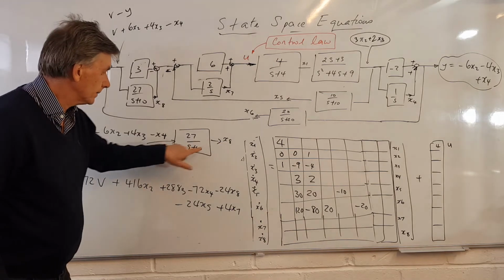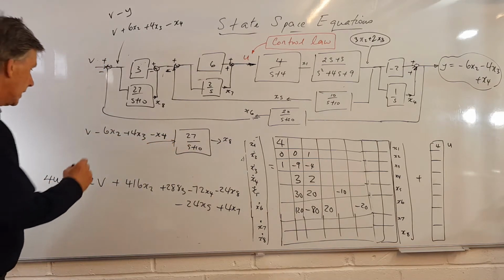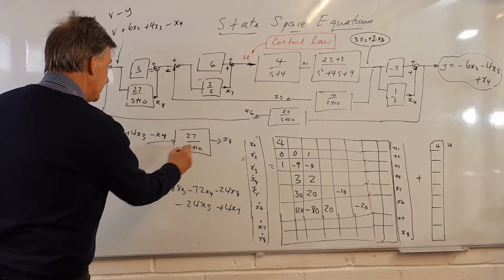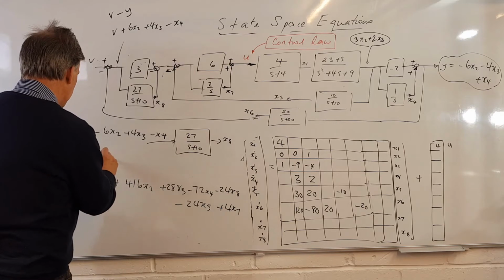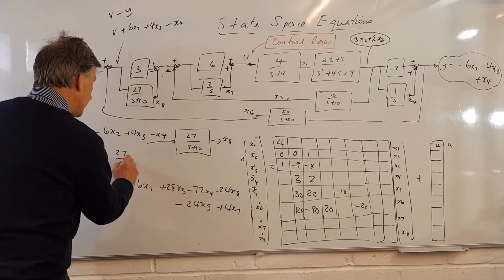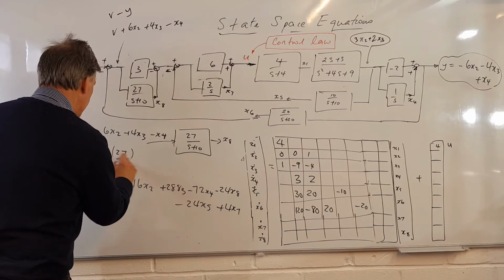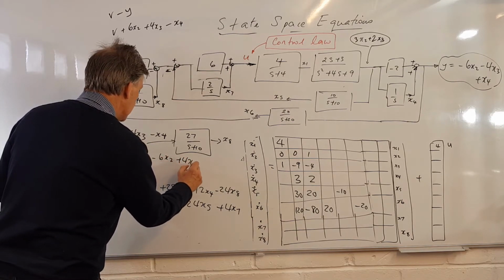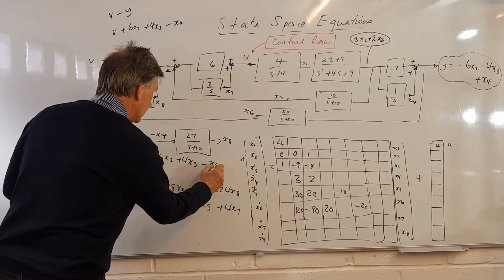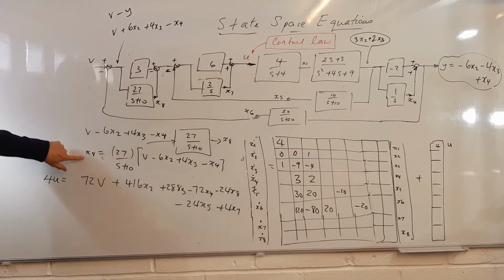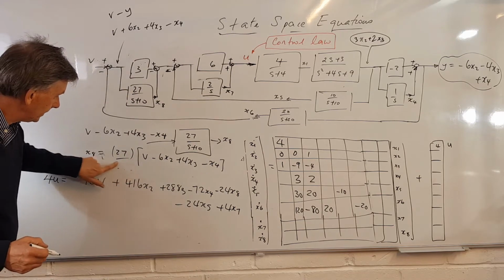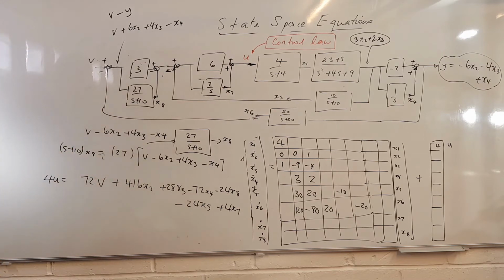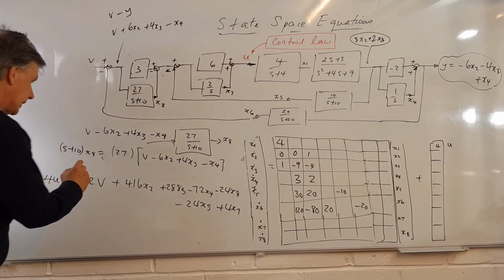So now we've got this times this, so we get x8 multiplied by... x8 is equal to 27 over s plus 10 into v minus 6x2 plus 4x3 minus x4. And we can move the s plus 10 up here, so we'll get s plus 10 times that, and then s times x8 is x8 dot.